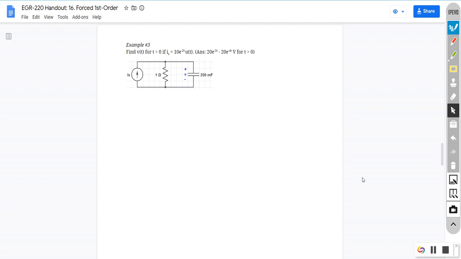If you remember back in section 14, you were given the initial condition. You were told that the initial voltage or the initial current was a certain number. But now we're going to have to find it on our own. So let's jump into that.